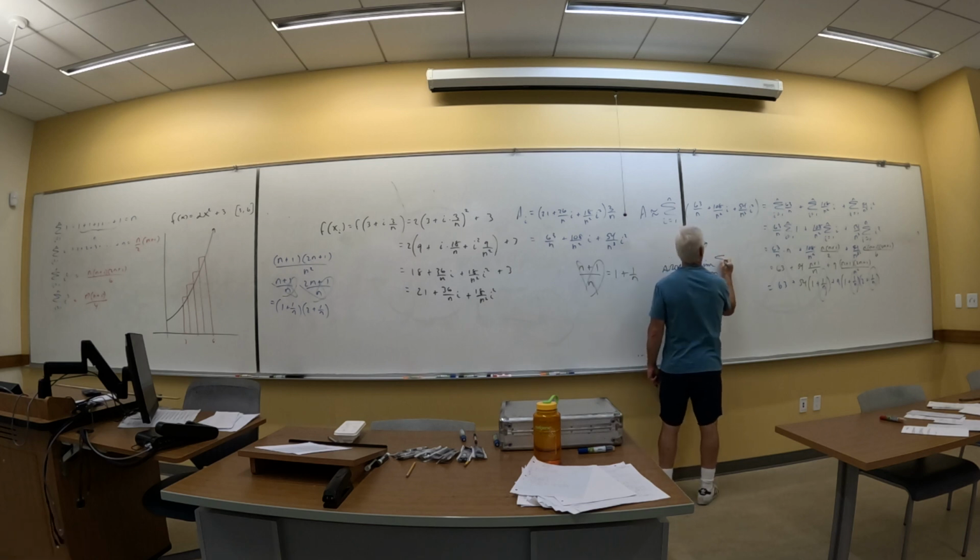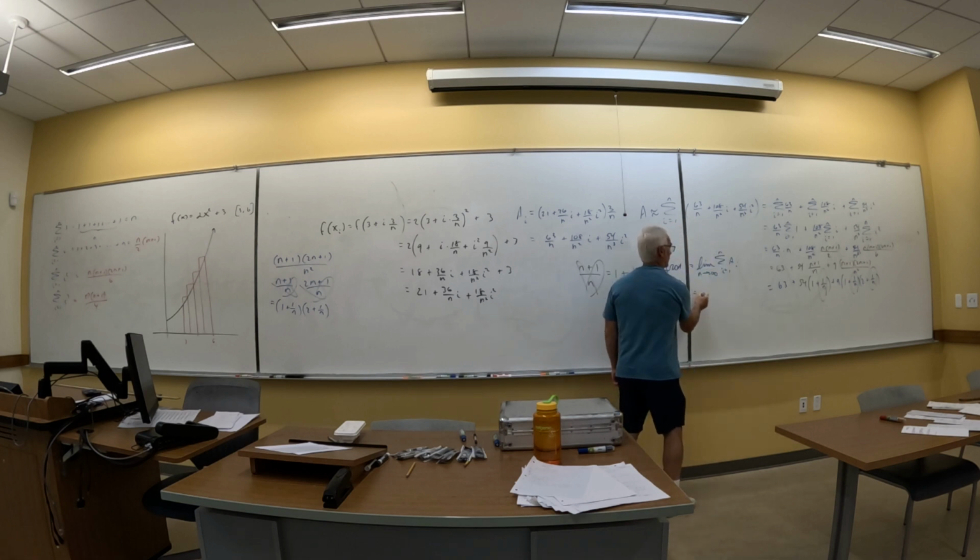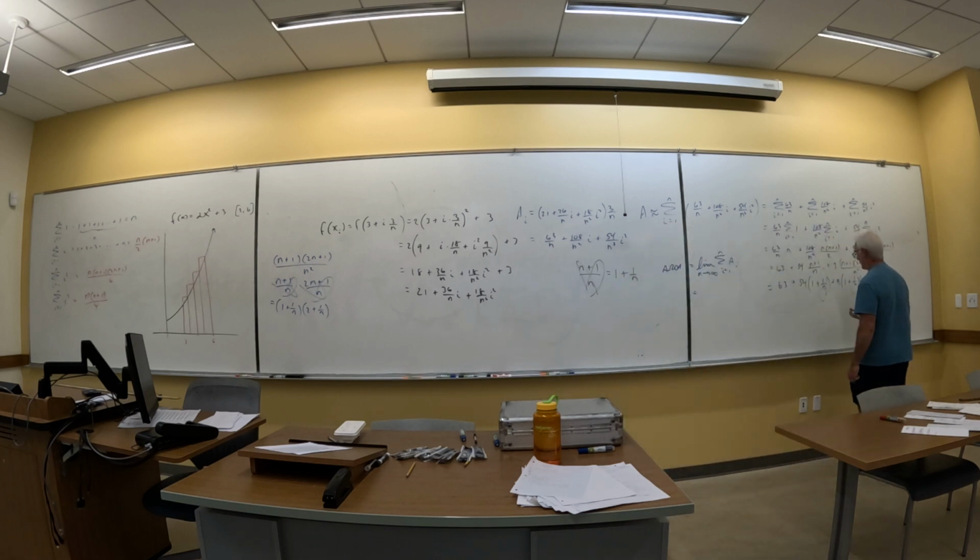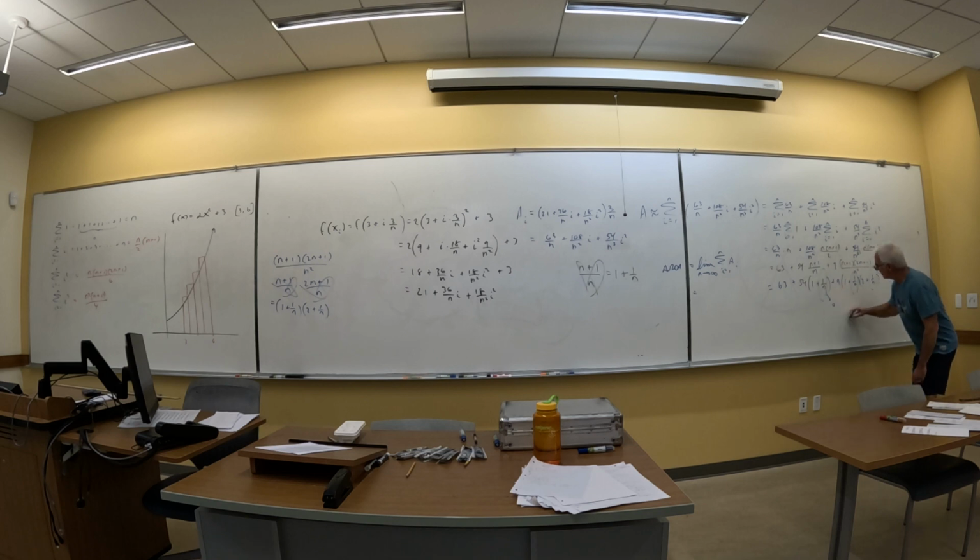And I'll write it this way. I'm going to be lazy, because that's what this is. And what will that be? Well, as n approaches infinity, won't this term approach 0? Won't this term approach 0? And won't this term approach 0? And what will that leave me with?